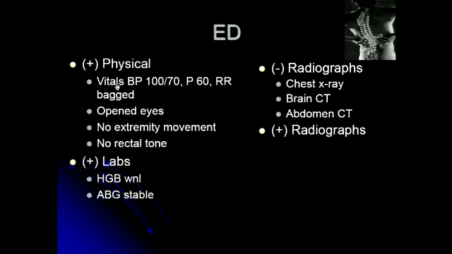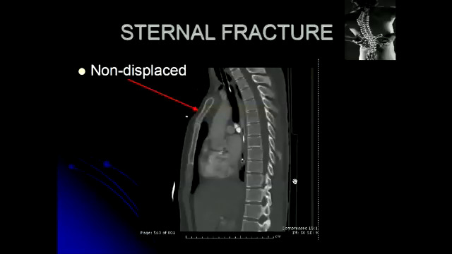In the ER at our facility, her blood pressure was stable. Her pulse was low, so we suspected this could be related to spinal cord injury. She was opening her eyes, and she was blinking to command. She had no extremity movement and no rectal tone. Her labs were normal. As far as the abnormal films, she had a non-displaced, if you look closely, crack through her sternum, so she had a sternal fracture. This is probably from blunt force hitting the sternum in the front.